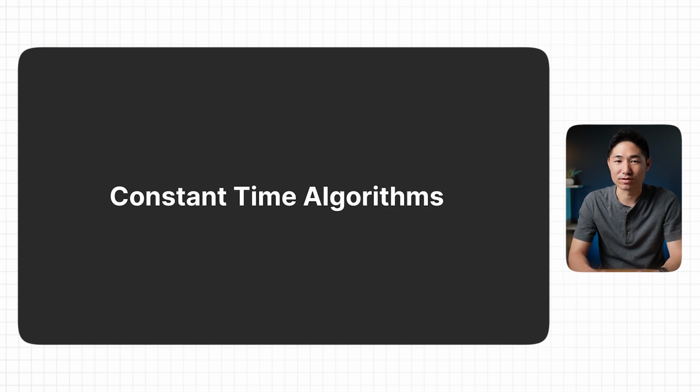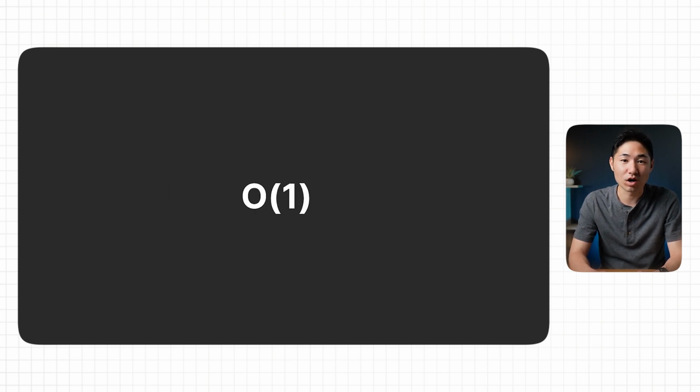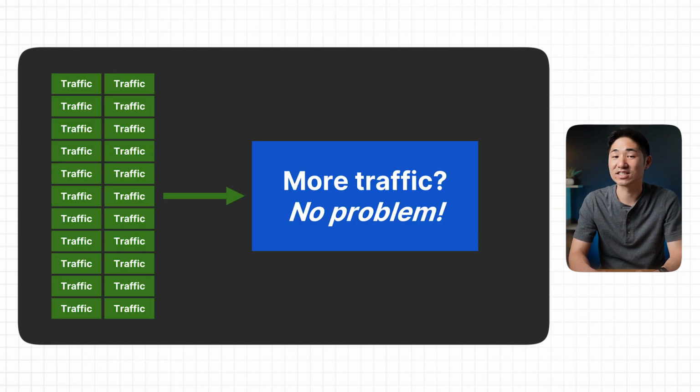Constant time algorithms. Constant time algorithms are performed in constant time. This means they take the same amount of time, irrespective of input size. We call this O of 1. This is our favorite type of algorithm since it means we don't need to worry about that particular algorithm degrading system performance and being a bottleneck, despite increases in traffic and users.